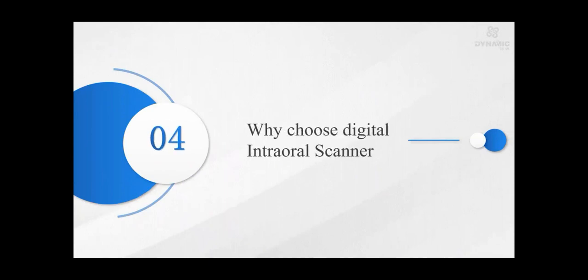The first part is named why choose a digital intraoral scanner. This part is very important, so it can help us learn what the intraoral scanner can bring us better. So let's explore it together.